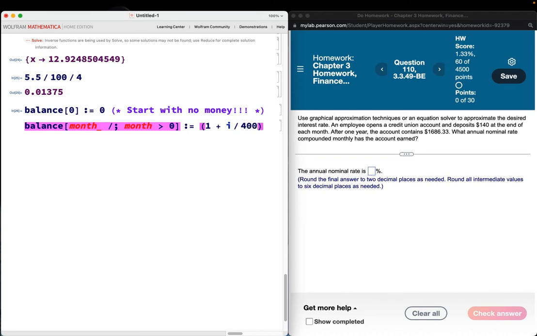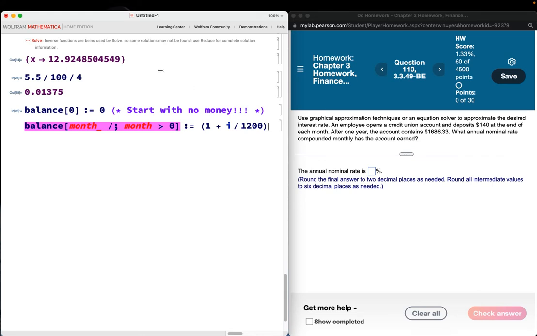Now, why are we dividing by 400? You have to divide by 100 to change the interest rate into a decimal, because the interest rate is usually expressed as a percentage. So you divide by 100 to change the percentage into a decimal, and then you divide by 12, sorry, because the interest is being compounded 12 times a year, or every month.